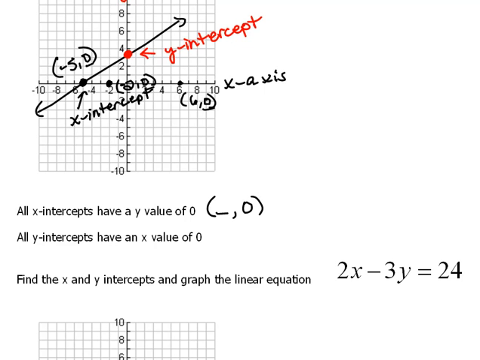Likewise with y-intercepts. This point right here, let's pretend like it went on there nice. Let's say that would be the point (0, 3). This point right here, if it were to cross, that would be the point (0, -4). You see how both of those have an x value of 0? All y-intercepts have an x value of 0. They all look like (0, something).